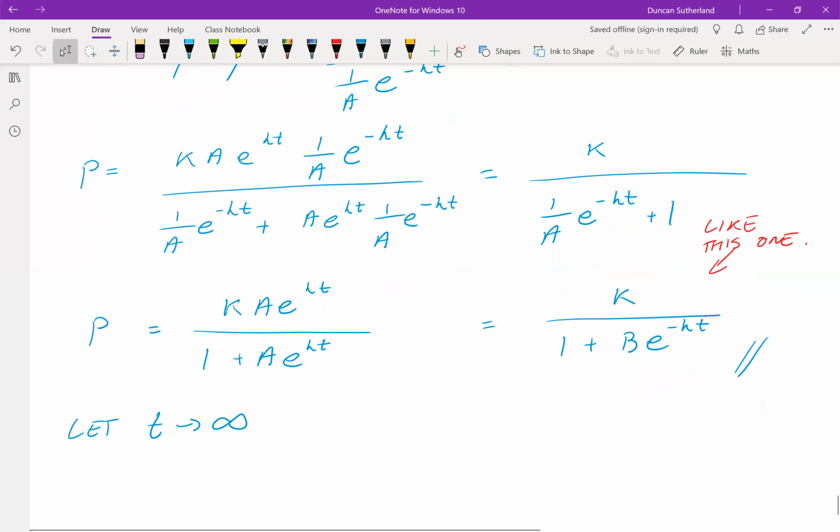So as t tends to infinity, exponential e to the kt grows to infinity. 1 plus e to the kt also grows to infinity. But we can't figure out what happens to p because we've got this funny infinity over infinity form. We'd actually have to use L'Hopital's rule and battle to get a solution. On the other hand, this form of the solution, our preferred form, it's immediately obvious. The exponential term tends to 0 and we're left with k.